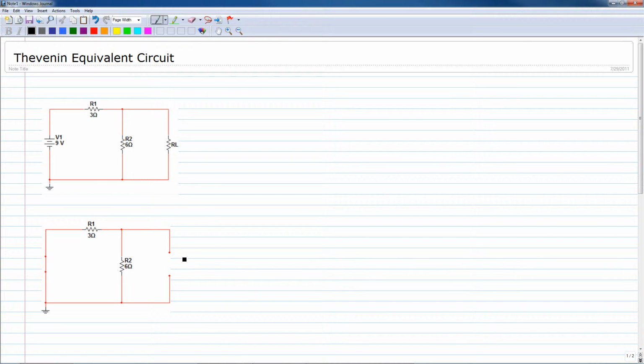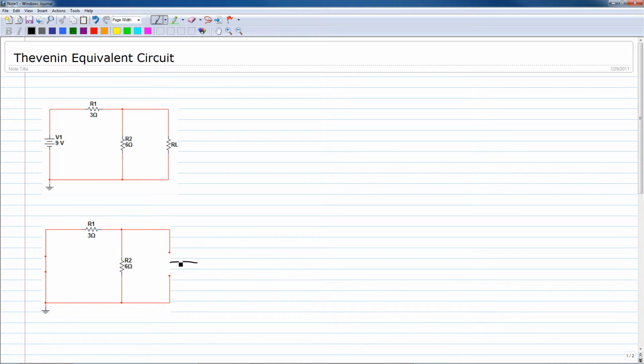To begin with, the first step is to remove the load. The second step is to remove the source, and in this case it's a voltage source V1, so we will short it out. The next step is to find the Thevenin's equivalent resistance as seen from the load.